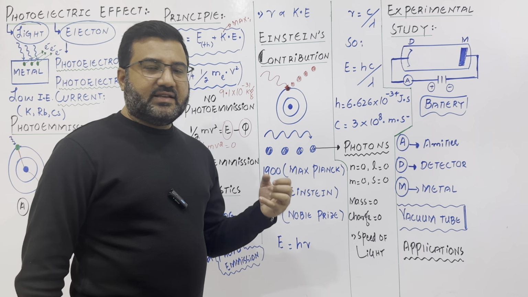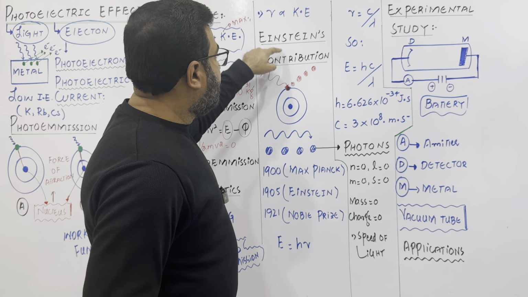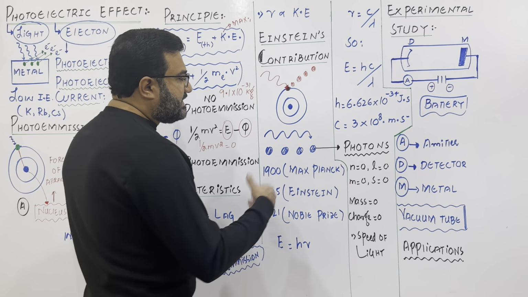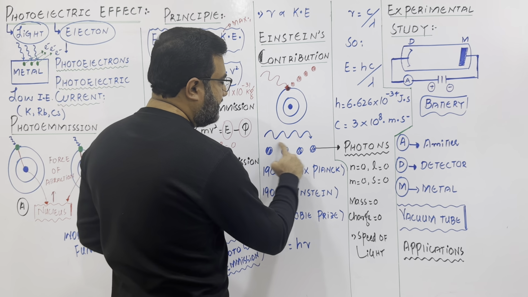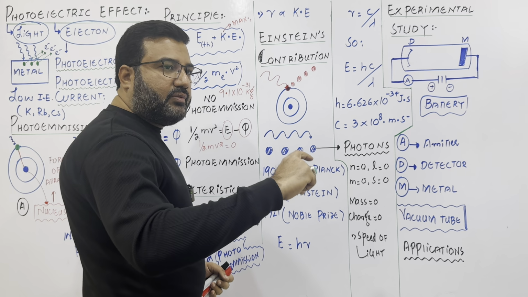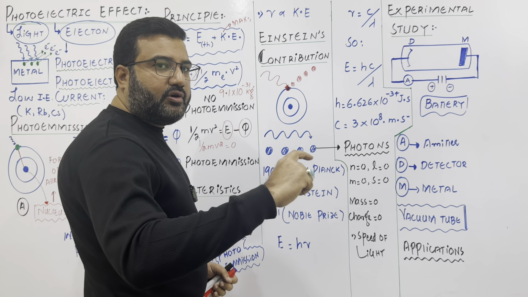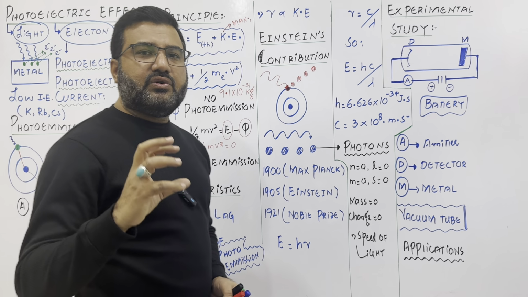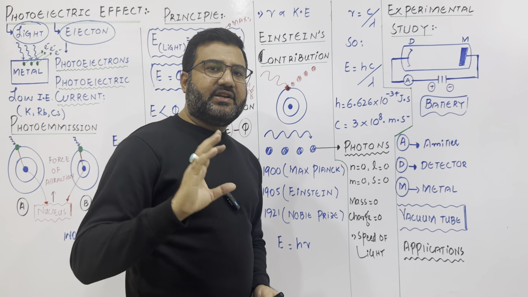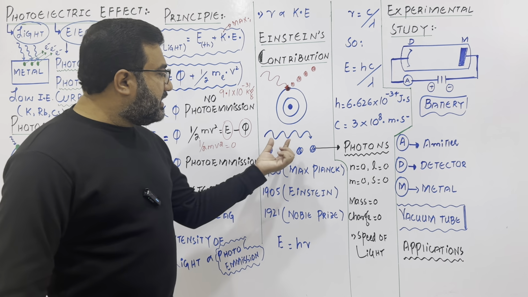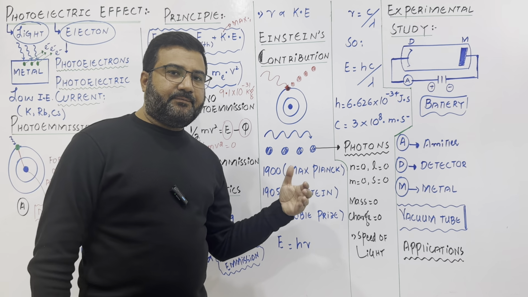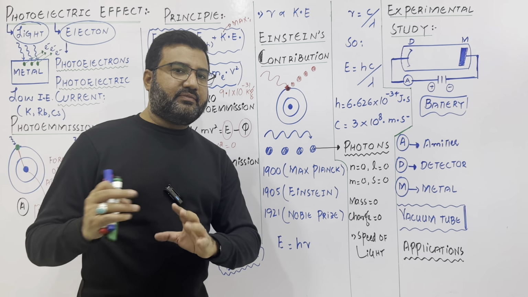How can we explain this? Einstein contributed to explain this phenomenon because according to the classical laws of physics, the light moves in the form of wave and it continuously propagates energy, and it only shows wave-like properties just like diffraction, refraction, reflection, etc. So according to the classical laws of physics, light propagates continuously and it shows only wave-like properties.